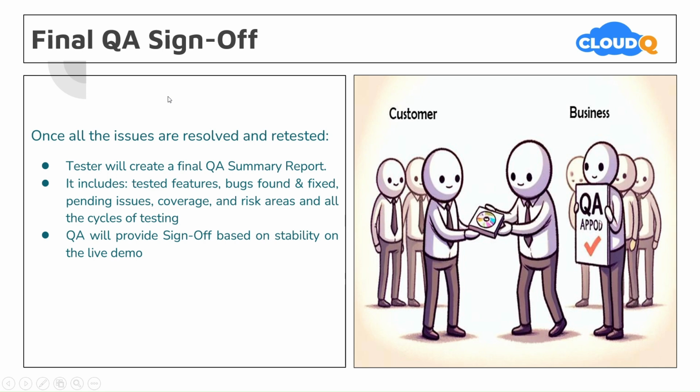Here, after all issues are fixed and retested, the tester will prepare a final QA summary report. This report will cover the features that were tested, any bugs that were found and resolved, any issues that are still pending, the amount of testing done, any areas with potential risk, and a summary of all testing stages. Finally, QA will give the go ahead that the system is stable enough to be shown in this live demo.